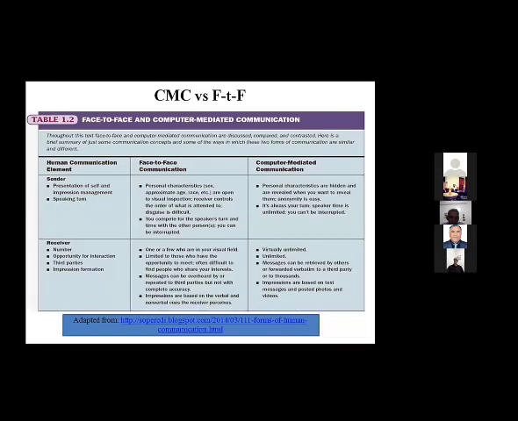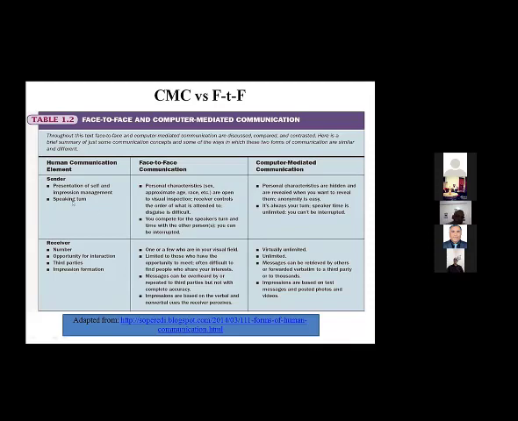So before resuming, let me share with you a comparison between CMC and face-to-face. In terms of the sender, presentation of self and impression management: for face-to-face, personal characteristics, the sex, approximate age, race, etc., are open to visual inspection. The receiver, in this case, controls the order of what is attended to, and disguise is difficult. In computer-mediated communication, personal characteristics are hidden, which means the sex, the age, the race are hidden in CMC.